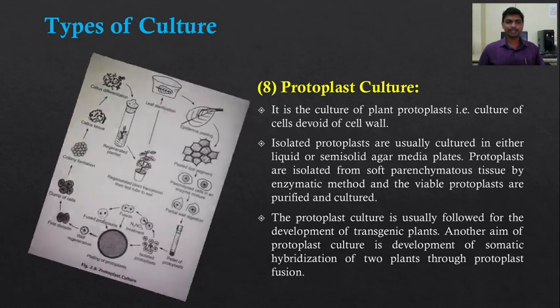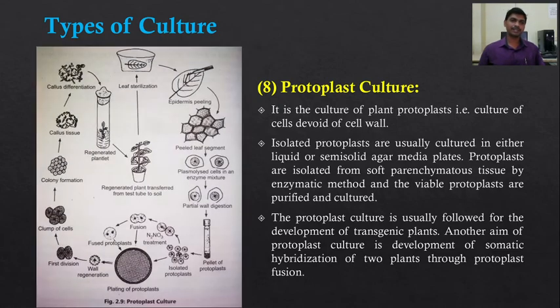This is the diagram, the picture where we can see the protoplast culture. Here this is the parental plant from which we are going to initiate the protoplast culture. Here the leaf has been used, it is sterilized, and the epidermis is peeled off to obtain the leaf segment. Now from this leaf segment, the individual protoplasts are obtained by enzymatic method. Then they are put in a liquid medium.